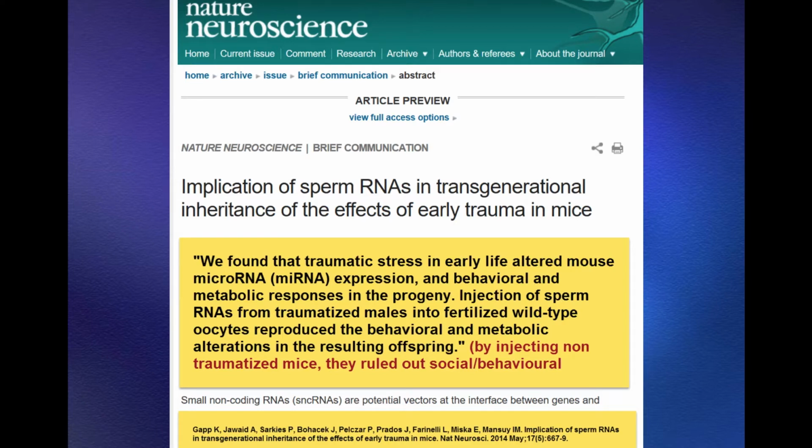And there it is, this is Nature, world-class journal. So it really is passed down intergenerationally. It's through the male line and the female line.